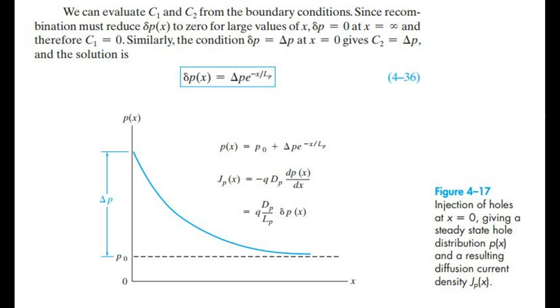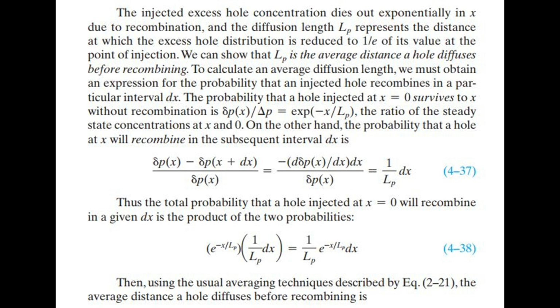We can show that L_p is the average distance a hole diffuses before recombining. To calculate an average diffusion length, we must obtain an expression for the probability that an injected hole recombines in a particular interval dx. The probability that a hole injected at x = 0 survives to x without recombination is δp(x)/Δp = exp(−x/L_p), the ratio of the steady-state concentrations at x and 0. On the other hand, the probability that a hole at x will recombine in the subsequent interval dx is as follows. Thus the total probability that a hole injected at x = 0 will recombine in a given dx is the product of the two probabilities.